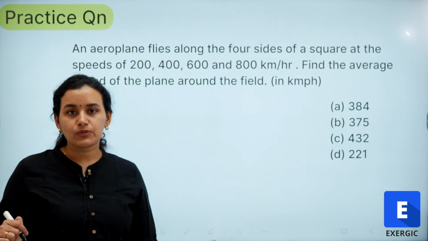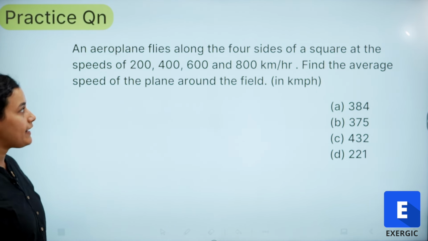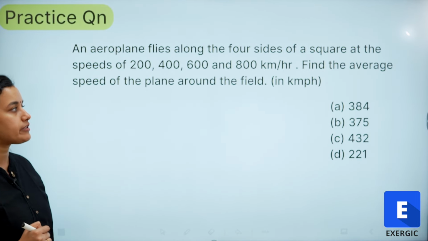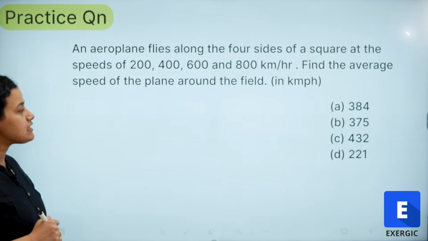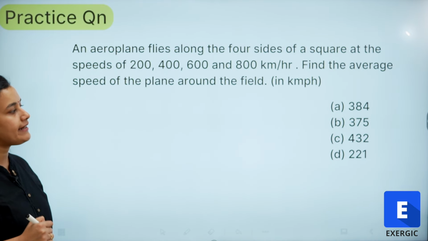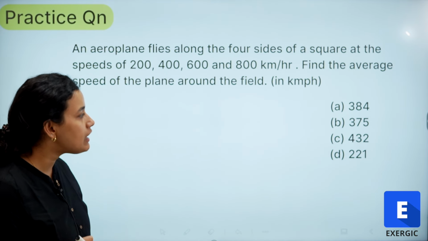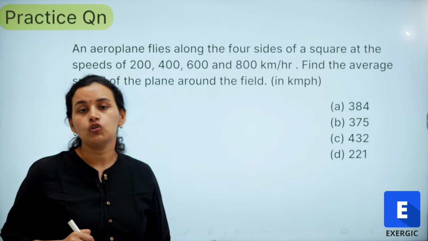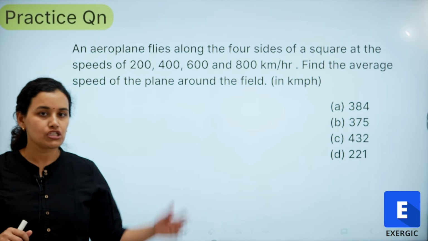So this is the practice question for you. An aeroplane flies along the 4 sides of a square at the speeds of 200, 400, 600 and 800 kilometers per hour. Find the average speed of the plane around the field in kilometers per hour. The options are 384, 375, 432 and 221. So give this a try.